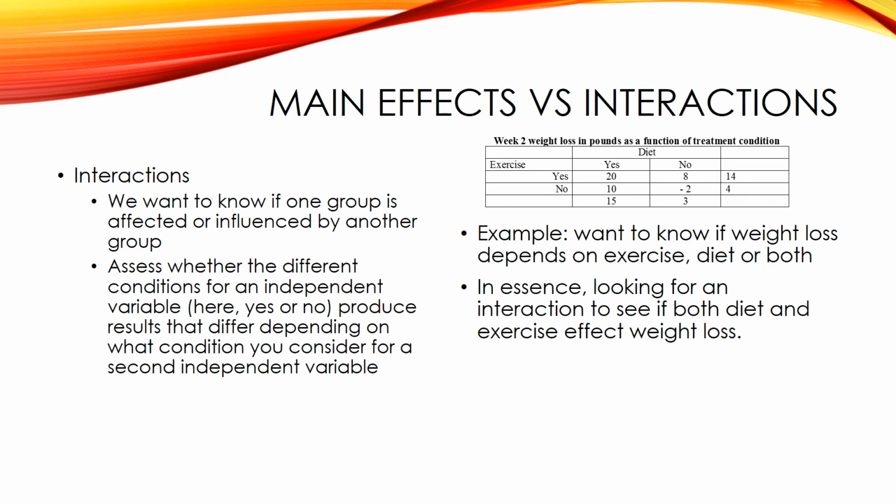So we look across, if it's exercise and diet, we'll look at the 2 yeses. Yes and yes is 20. Yes and no is 10. For no diet and exercise, it's 8. For no diet and no exercise, there's minus 2 pounds of weight loss in essence. So it looks between the groups.